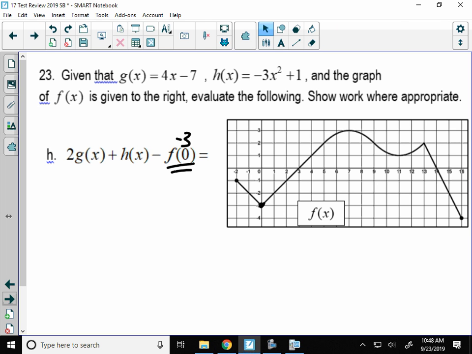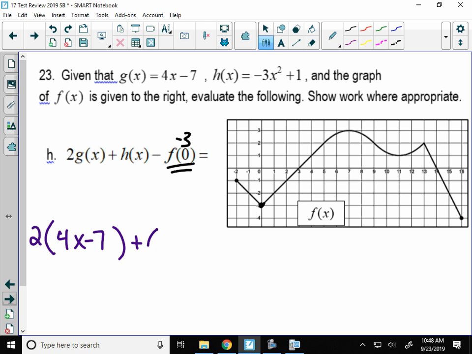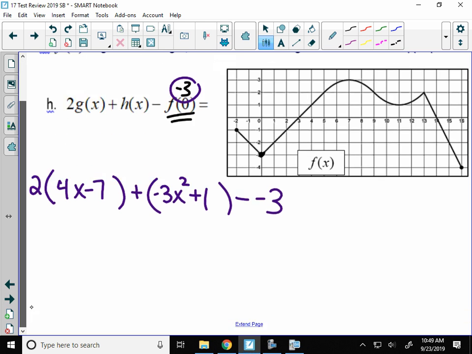So what we have here, to be careful, is that my inputs and my values are in terms of x for the most part. So my final answer is going to be in terms of x. So I have 2 times the function g of x plus the function h of x minus f of 0. So I have 2 minus signs there. Be really careful. All I have to do is distribute, collect like terms, and I'm good to go.